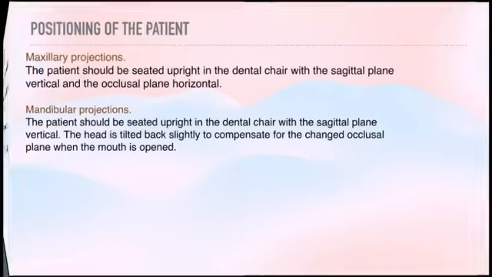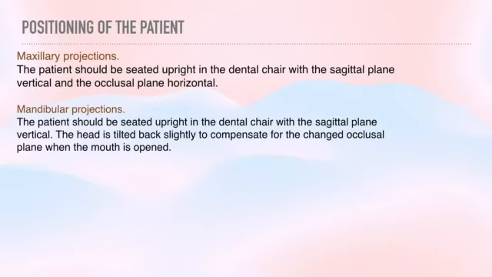Then, positioning of the patient. For maxillary projections, the patient should be seated upright in the dental chair with the sagittal plane vertical and the occlusal plane horizontal. For mandibular projections, the patient should be seated upright in the dental chair with the sagittal plane vertical. The head is tilted back slightly to compensate for the changed occlusal plane, and the mouth is opened.